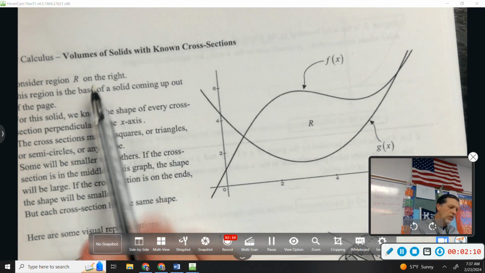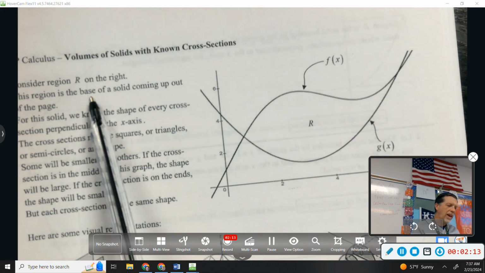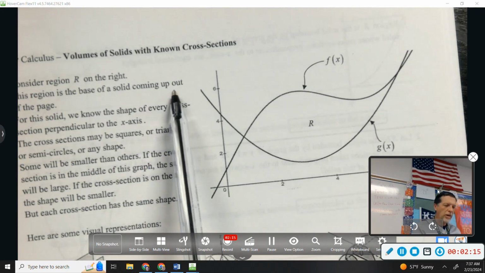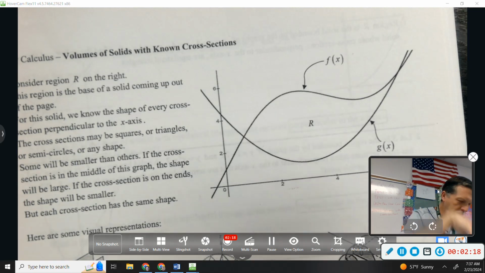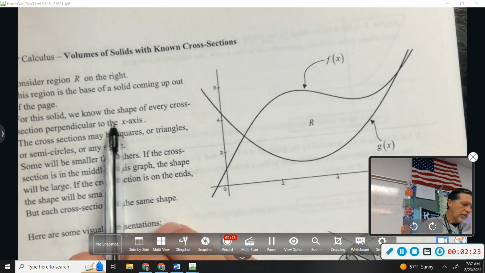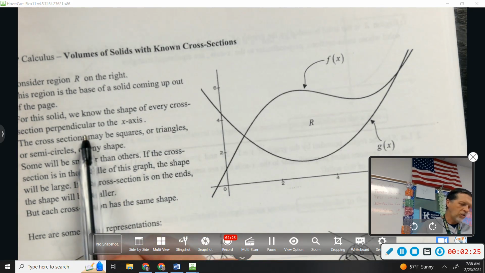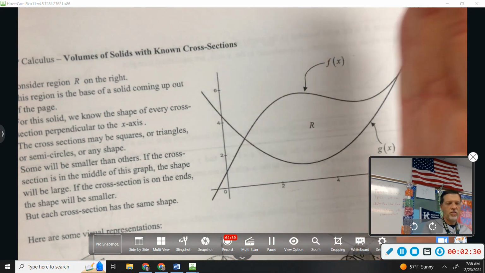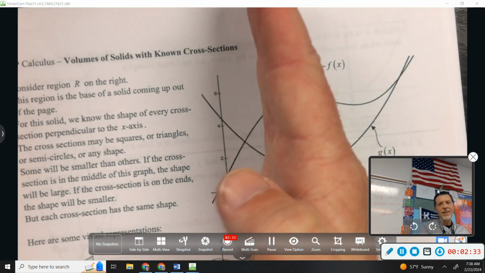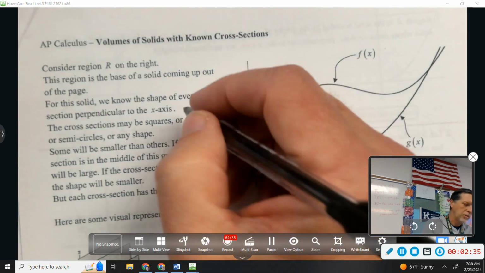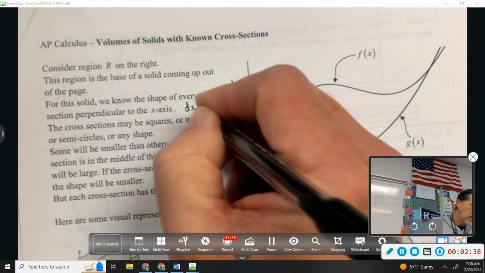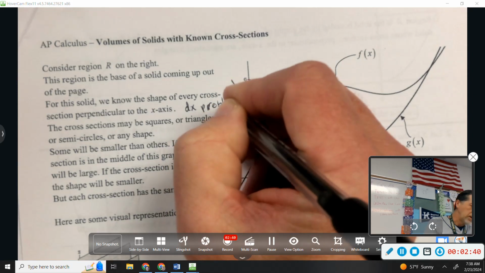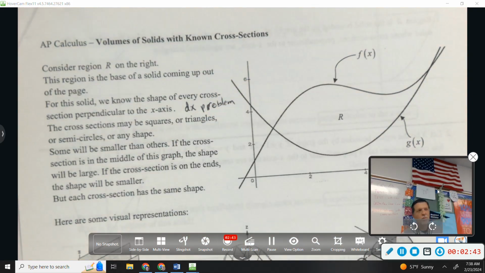All right, consider region R on the right. This region is the base of a solid coming up out of the page. So we're looking top down on this, and in a minute we're going to build some things coming up out of the page. For this solid, we know the shape of every cross section perpendicular to the x-axis. That's nice because that means it will be a dx problem. If they're perpendicular to the y-axis, then you have to do the dy problem.